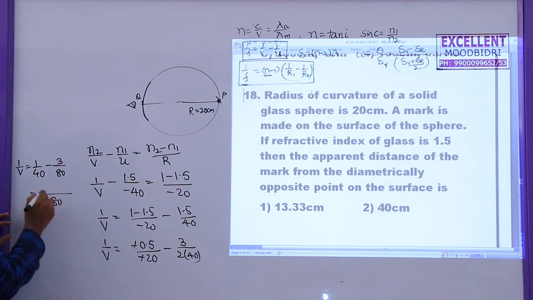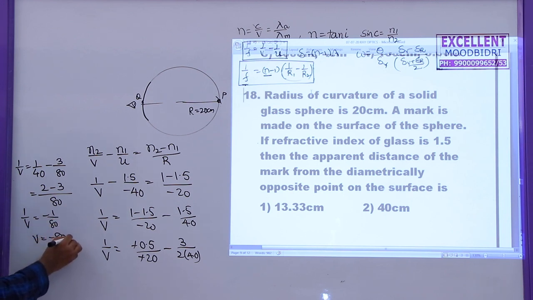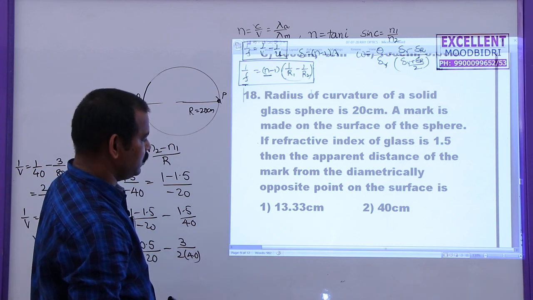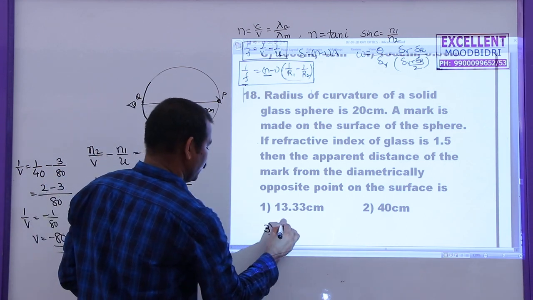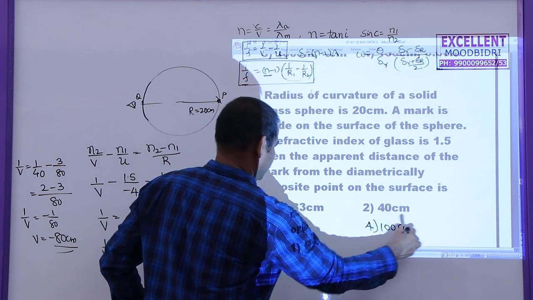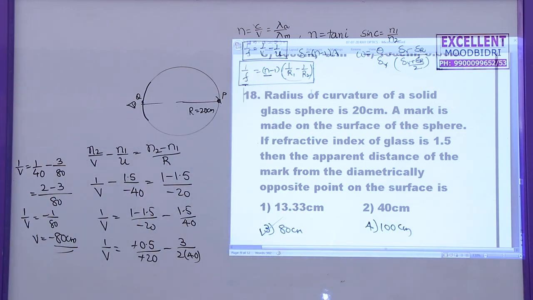LCM is 80, 4 2s are 8, 3 3s are... So 1 by V is minus 1 by 80. V is equal to minus 80 centimeters. So it appears at minus 80 centimeters. So here option 3 is 80 centimeters, option 4 is 100 centimeters. Option 3 is correct.